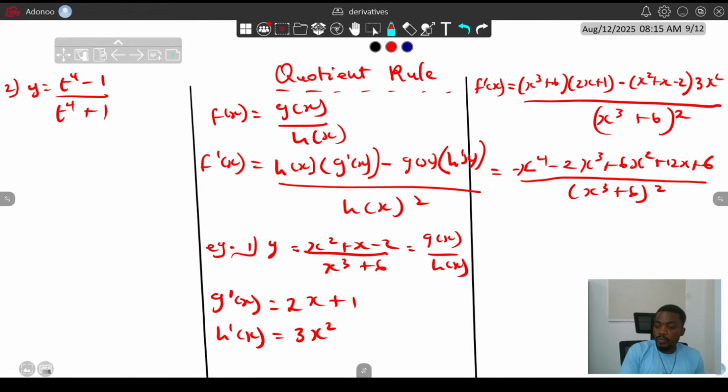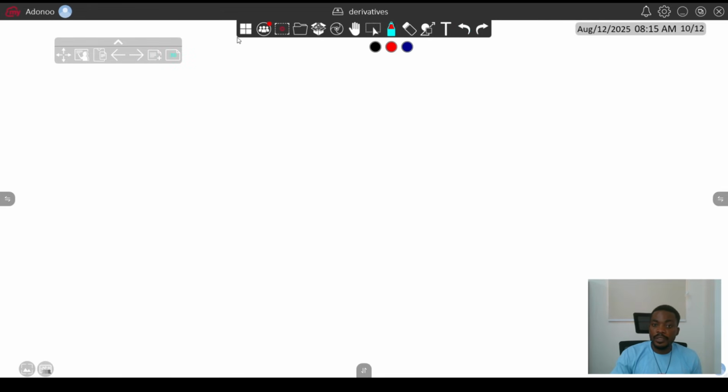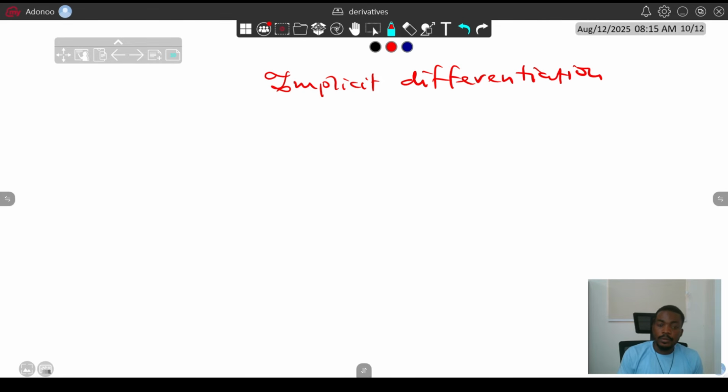Okay, so I'll move on to talk about implicit differentiation. So when do we use implicit differentiation? We use implicit differentiation when the function is not explicitly stated that y is a function of x, or when the function cannot easily be arranged such that y is the subject.